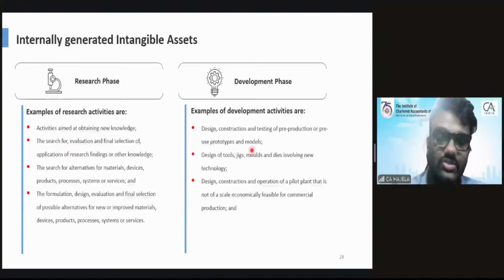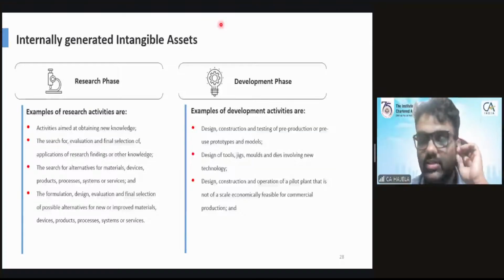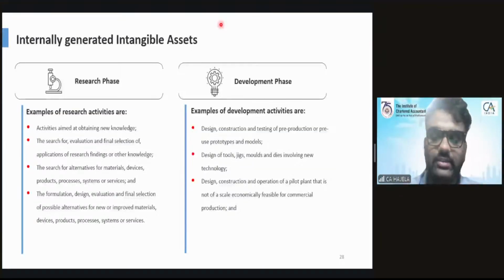Development phase, on the contrary, is you start designing, constructing, pre-production testing, prototypes, models, right? पायलट प्लान आ जाता है जब. These are all development phases. So again, there is no exhaustive list in the standard. All these things are research and all these things are development.